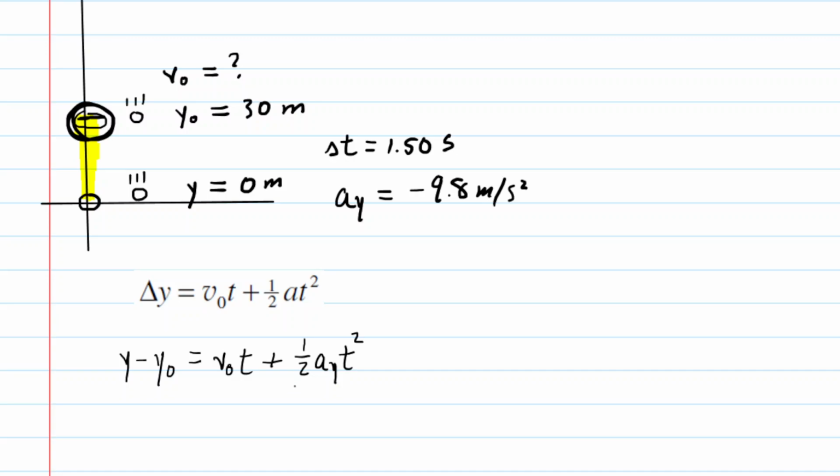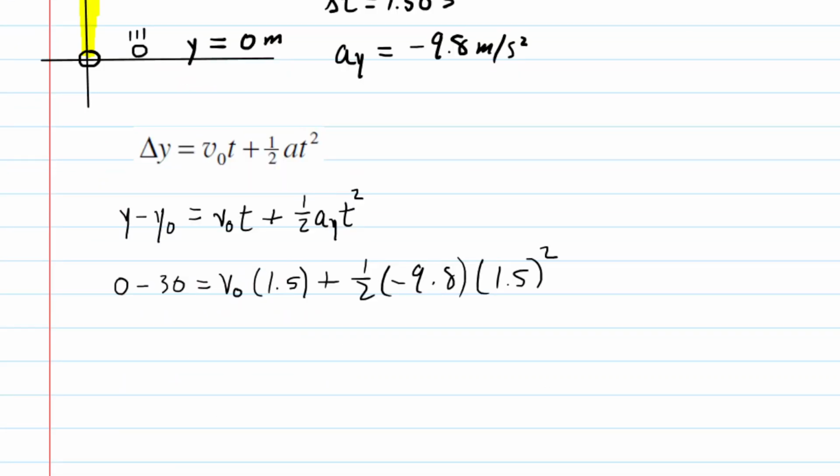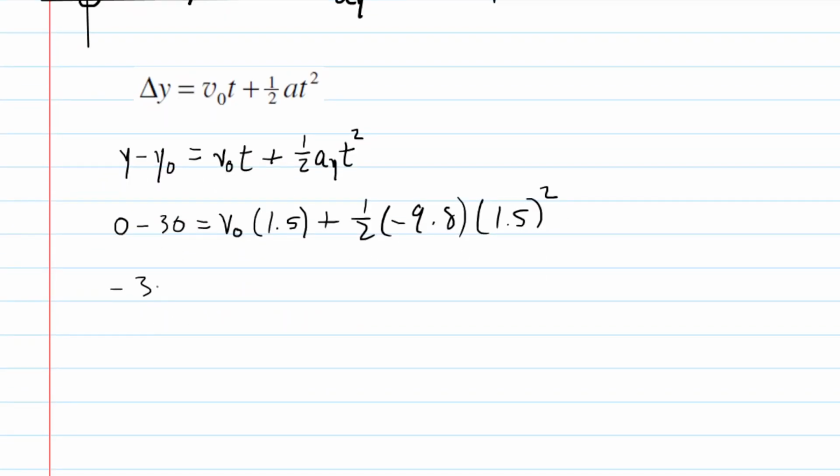And then at this stage, it would be a matter of just plugging in the known data. So the final y coordinate was 0. The initial y coordinate was 30. We are looking for this initial velocity for this portion of the object's journey multiplied by the 1.5 seconds. And then we have plus 1/2 multiplied by negative 9.8 multiplied by that time interval. Again, 1.5 seconds. Don't forget to square that. So the left side will simplify to negative 30.